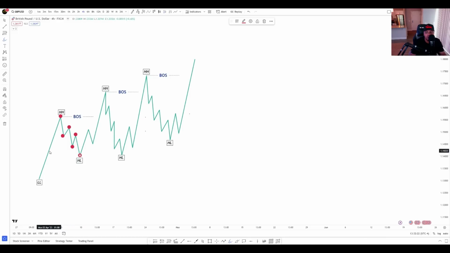Alright, so once the price aligns with some type of supply zone here, demand zone here, the price gives you what they call a change of character.